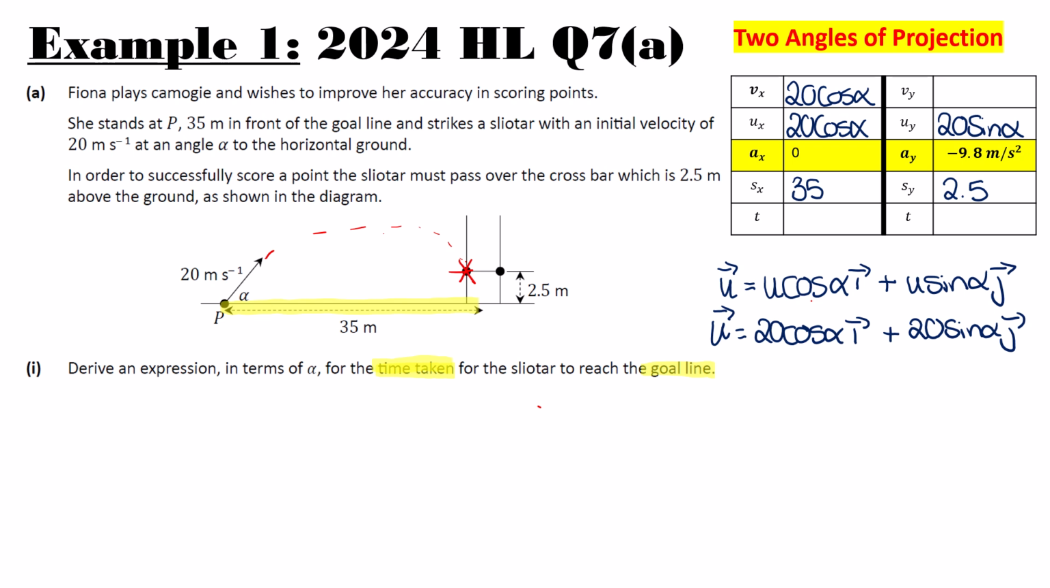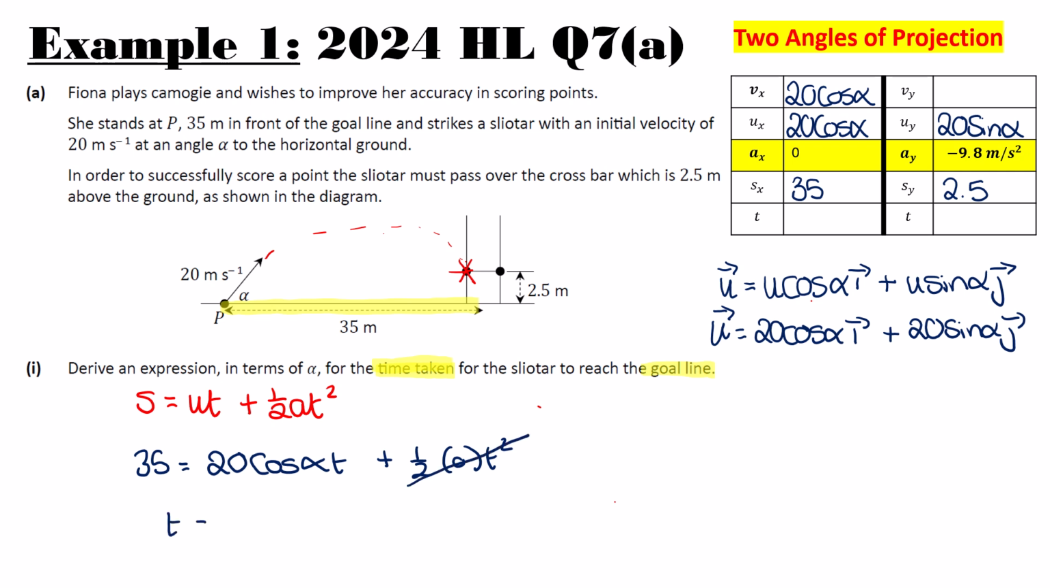So we're going to approach this the same way we'd approach it if we did have all numbers. So that is looking at my information. The bit of information I want is t, and we're going to use s is equal to ut plus a half at squared. Let's fill in and solve for t. So 35 equals 20 cos alpha t plus a half times 0 t squared. That all disappears and we're left with t equals 35 divided by 20 cos alpha. And now we've done that. We have an expression for the time taken in terms of alpha.